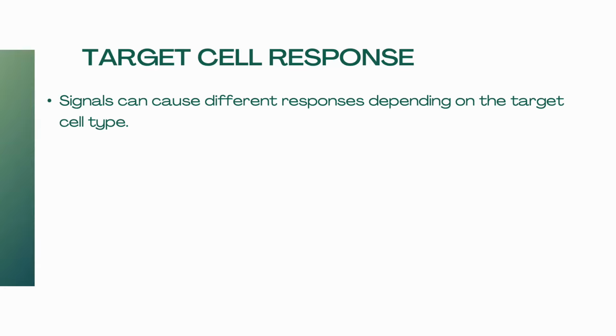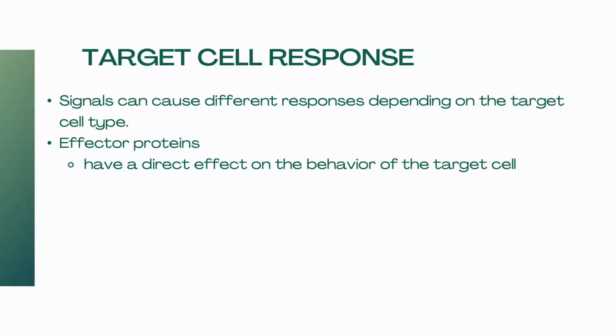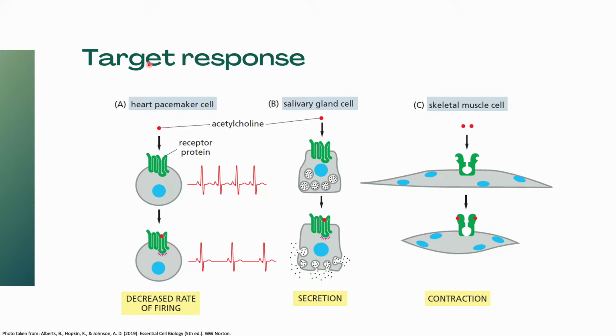Next, let's talk about the target cell response. Signals can cause different responses depending on the target cell type, and this is all based on the presence of effector proteins in a variety of cells. These proteins are the ones that have a direct effect on the behavior of the target cell. In this example, we can see the extracellular signal acetylcholine being detected by 3 types of cells. We have heart pacemaker cells, salivary gland cells, and skeletal muscle cells.